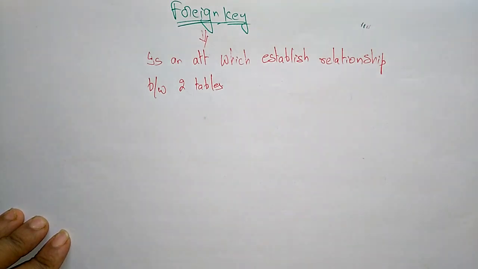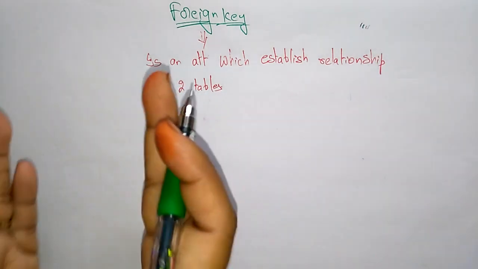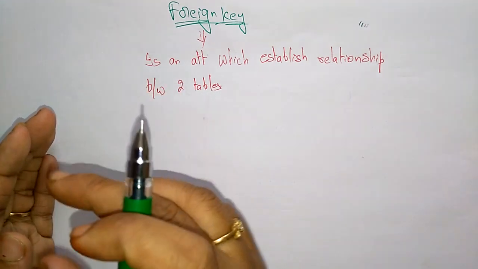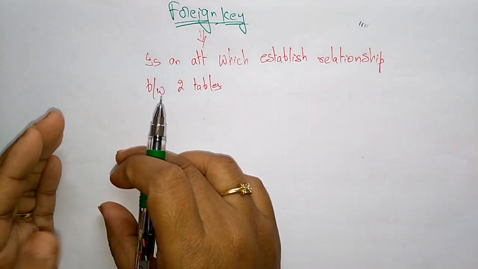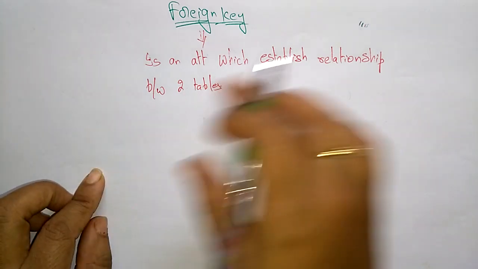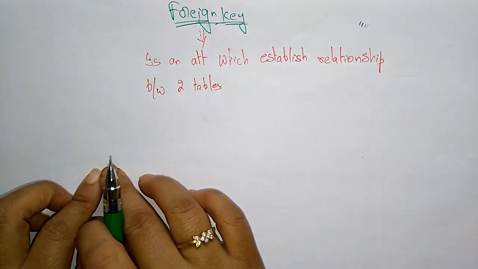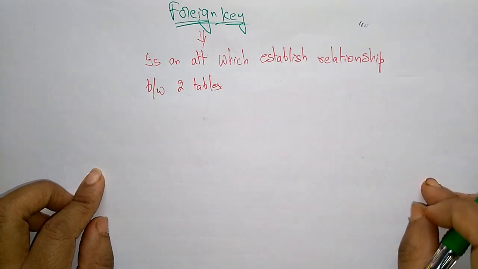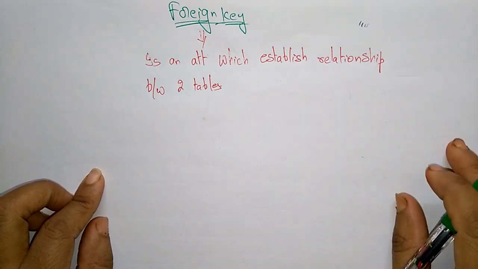So a foreign key is a field or a collection of fields in one table that refers to the primary key in another table. Suppose one table is there, that is a parent table. In the parent table, if one key is acting as a primary key, and you are using that attribute in another table, then that field in the other table you call a foreign key.